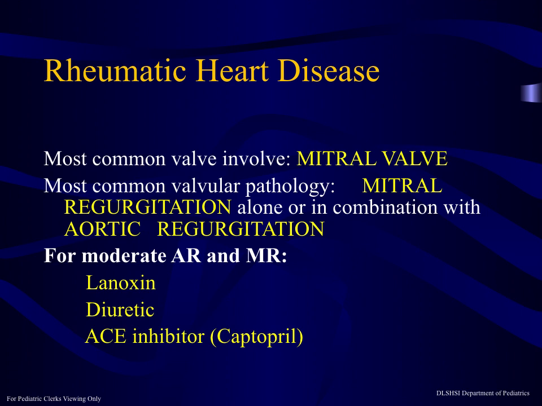Now, always remember that the most commonly involved valve in rheumatic heart disease is the mitral valve, and the most common valvular pathology is mitral regurgitation alone, particularly in children, or in combination with MR and AR. Now, for moderate AR and MR, you need to give lanoxin, a diuretic, and also an ACE inhibitor, captopril.